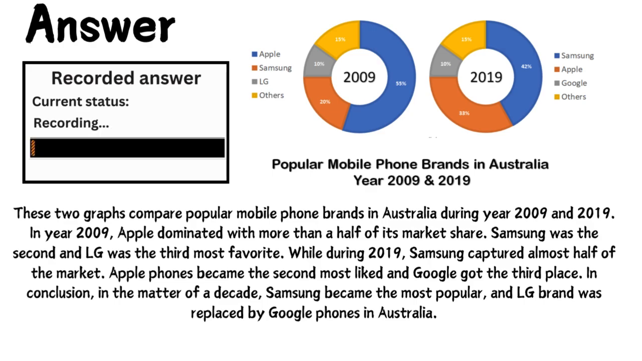These two graphs compare popular mobile phone brands in Australia during the years 2009 and 2019. In 2009, Apple dominated with more than half of the market share. Samsung was second and LG was the third most favorite. While during 2019, Samsung captured almost half of the market. Apple phones became the second most liked and Google got the third place. In conclusion, in the matter of a decade, Samsung became the most popular, and the LG brand was replaced by Google phones in Australia.